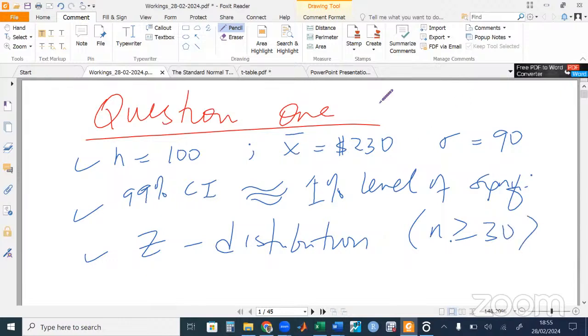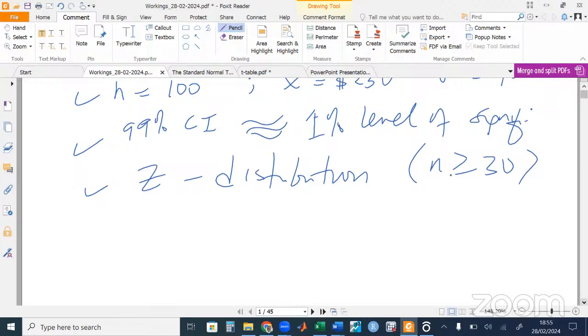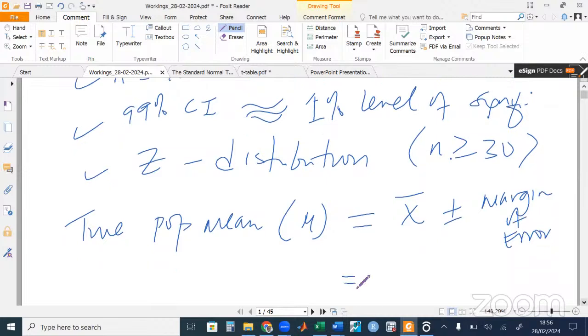Having said that, from what we've been talking about from the beginning, our confidence interval will lie between a lower and an upper limit. This means that the true population mean, which is my mu, will be obtained from the sample mean plus or minus the margin of error. So I'll definitely have my X bar, which is my mean, plus or minus my margin of error.